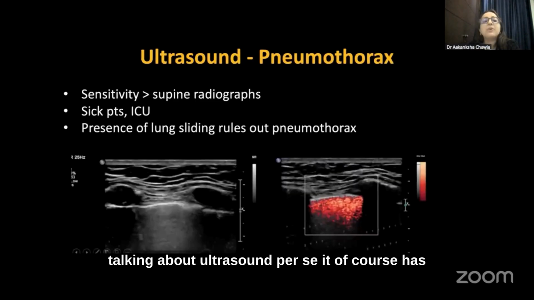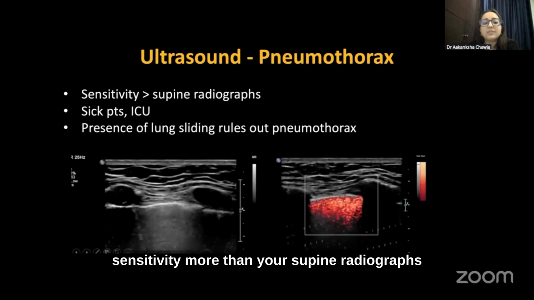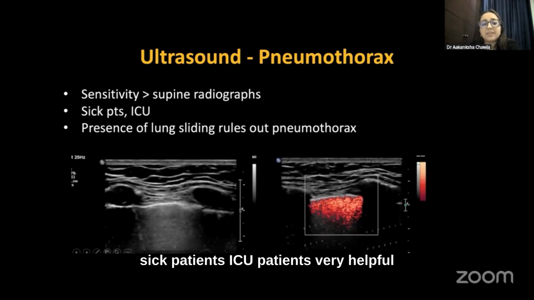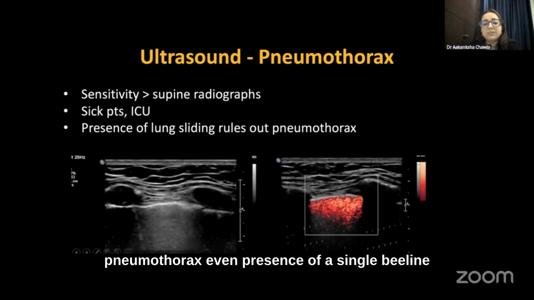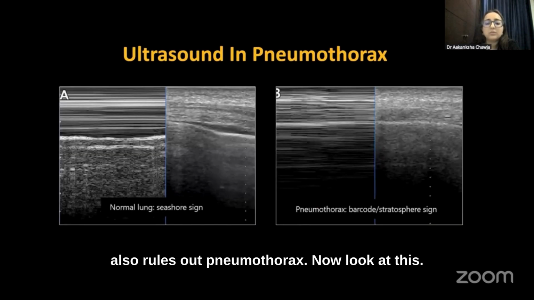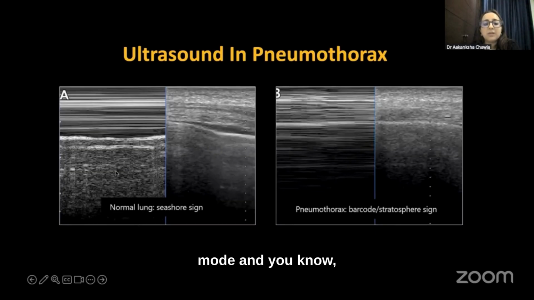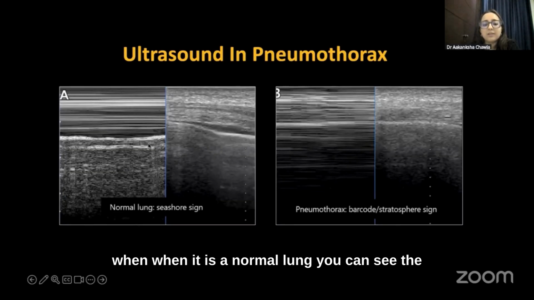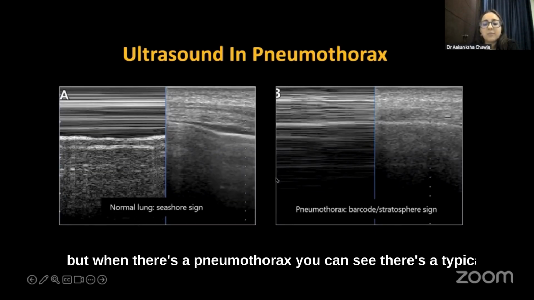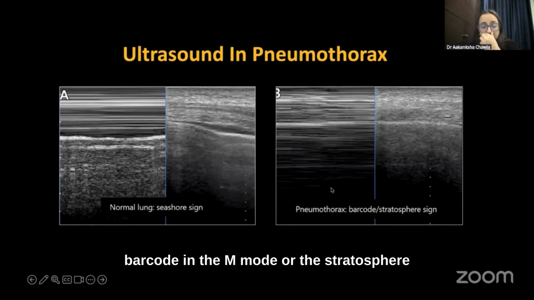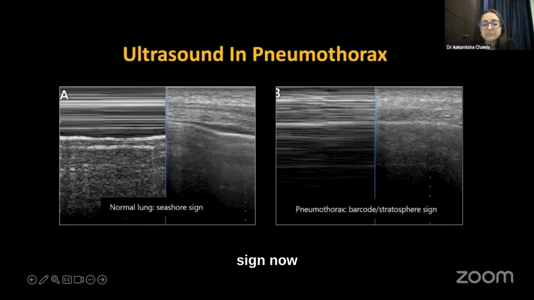Now, talking about ultrasound per se, it of course has sensitivity more than your supine radiographs. Sick patients, ICU patients, very helpful. Presence of lung sliding rules out pneumothorax. Even presence of a single B line also rules out pneumothorax. Now look at these two ultrasound images. This is done in M mode, and when it is a normal lung, you can see the seashore sign. But when there's a pneumothorax, you can see there's a typical barcode in the M mode, or the stratosphere sign.